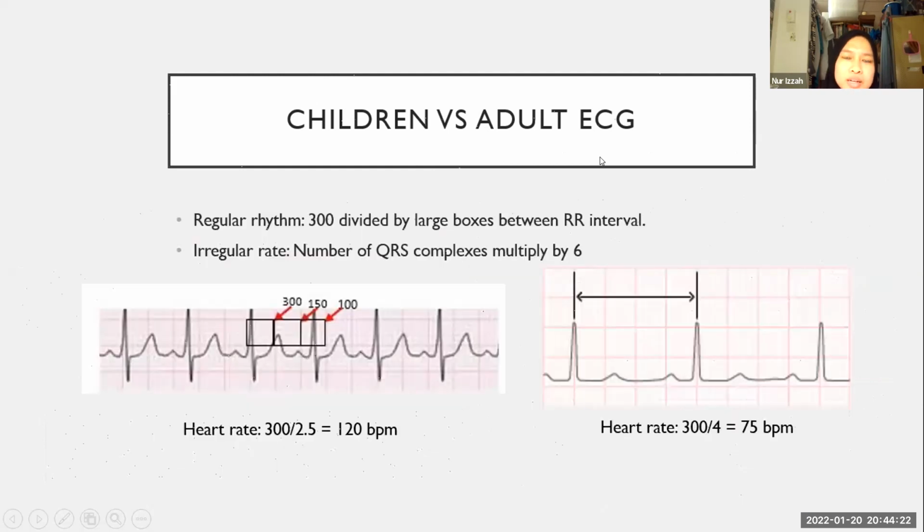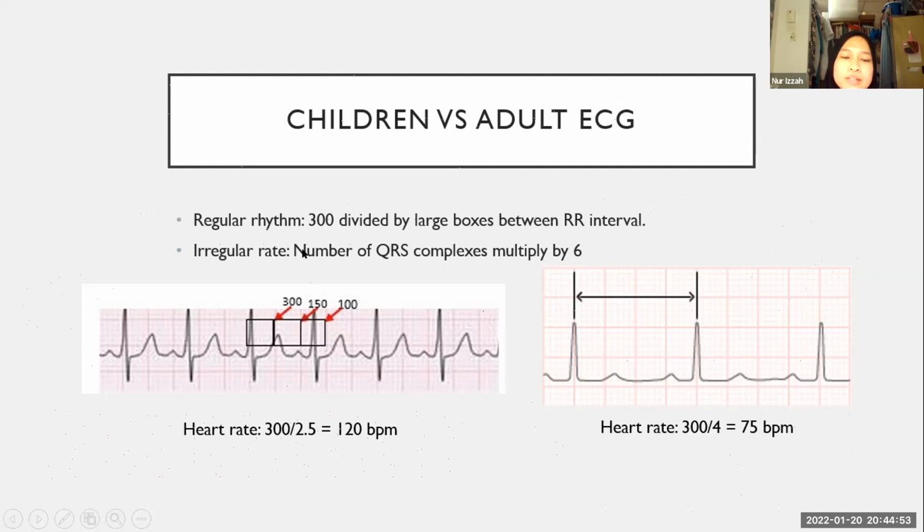Okay, the second one. I think we all know how to interpret the heart rate. In the regular rhythm strip, we look at the RR interval: 300 divided by the number of large boxes. For the left side, it is 2.5 boxes, so 300 divided by 2.5 gives 120 beats per minute. For the right side, the adult ECG, we divide by 4 because there are 4 large boxes, so we get 75 beats per minute.